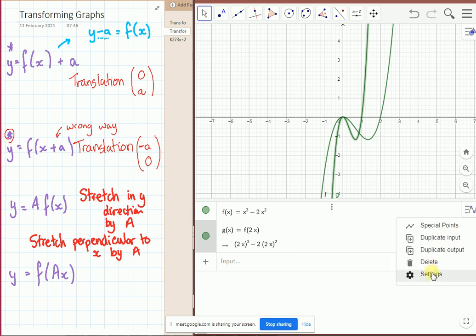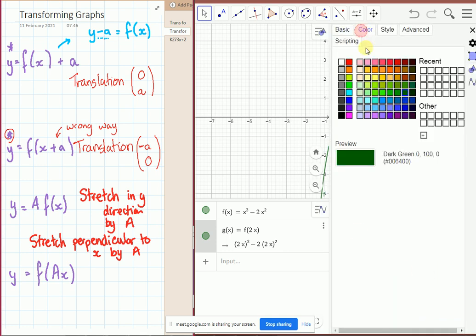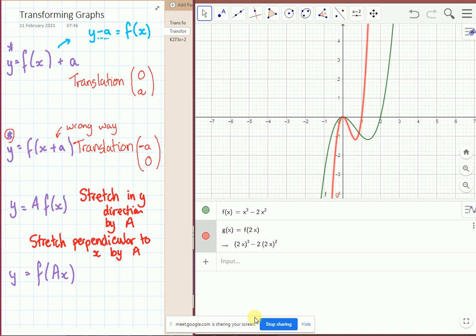Why is it not? Oh, I've gone through enough colours, that's why it's done that. Okay, so we start with the green. What's happened to all the points here?